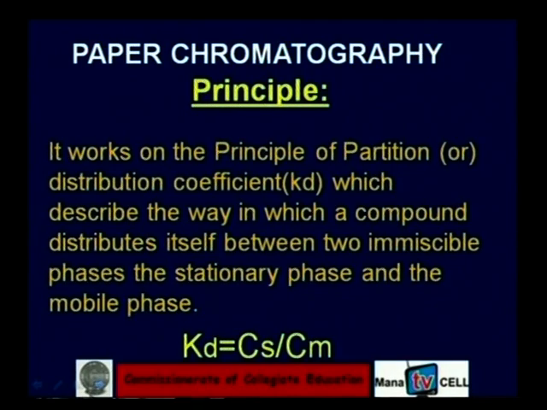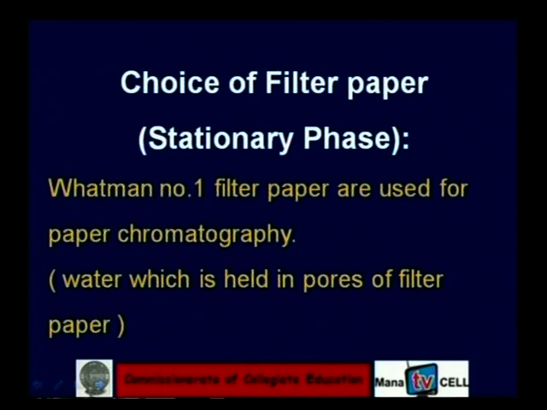Paper chromatography mainly works on the principle of partition or distribution coefficient, which describes the way in which a compound distributes itself between two immiscible phases, that is the stationary phase and the mobile phase. There are two phases in paper chromatography. Mainly Whatman number 1 filter paper is used as the stationary phase. While coming to the mobile phase, solvents like, for example for amino acids, N-butanol, acetic acid and water are used.